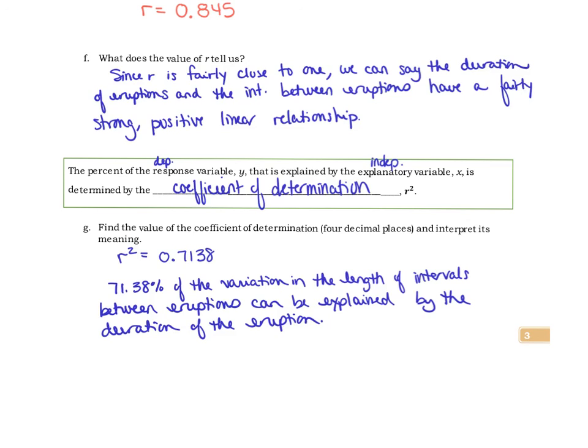Okay, so there are other things that come into play. That's basically what it's saying, but 71.38% of the variation, the changes in the length of intervals between eruptions, is explained by, not caused by, but explained by how long the eruption happens to last. Keep that screen up on your calculator, by the way, where you did your linear regression. As you head into the next video, we'll still be using it.